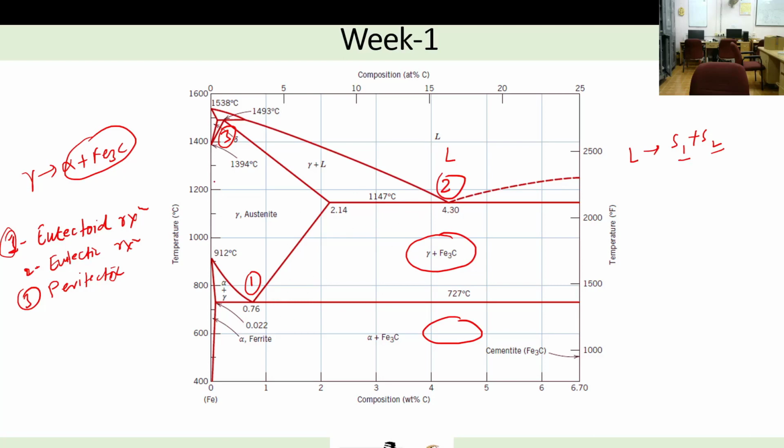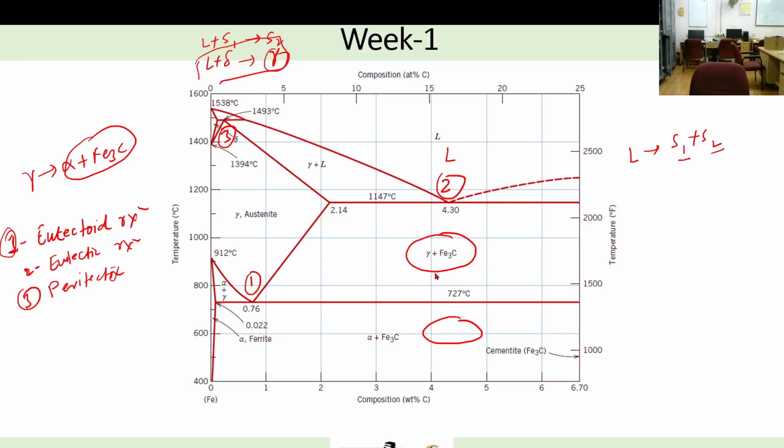So right, the third reaction here is what? We have liquid plus delta ferrite here, right? Liquid plus delta ferrite, which is nothing but one liquid, and delta ferrite is nothing but solid 1, and this will transform to another solid, which is solid 2, and that solid 2 is here what? Austenite. So this third reaction is liquid plus delta ferrite transforming to austenite.